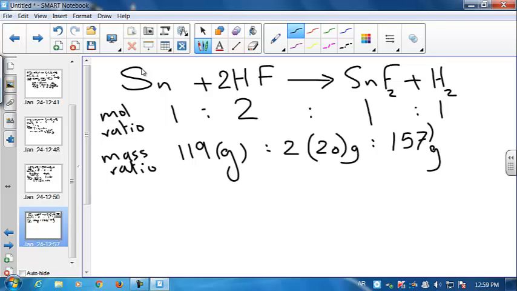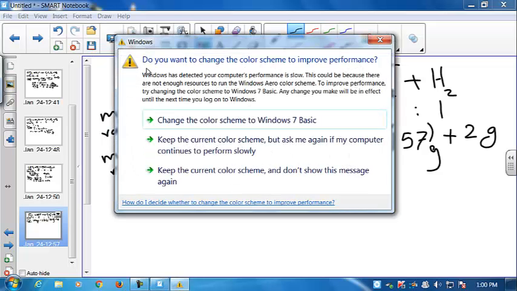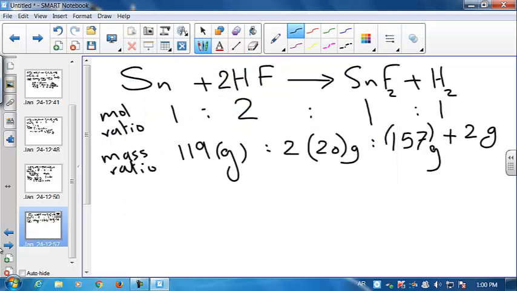157 gram of tin fluoride and 2 gram of hydrogen, okay? What did I do here? I converted the mole ratio to mass ratio, okay? Each 119 gram of tin, which is 1 mole, reacts with 40 gram of hydrogen fluoride, which is 2 moles, to give 157 gram of tin fluoride, which is 1 mole, and 2 gram of hydrogen, which is 1 mole, okay?